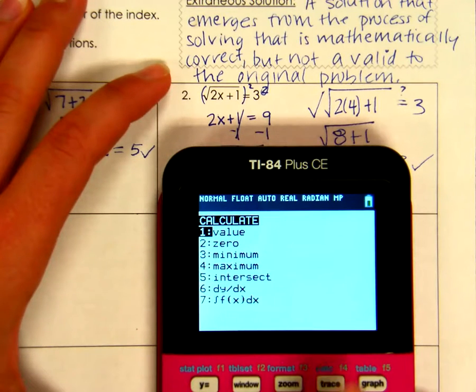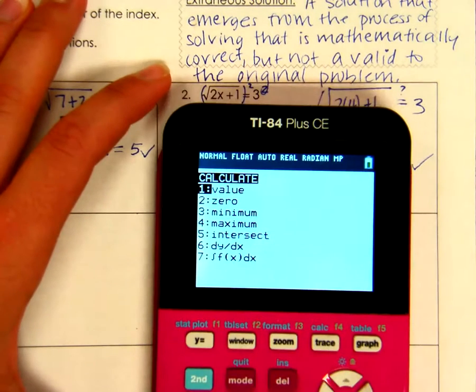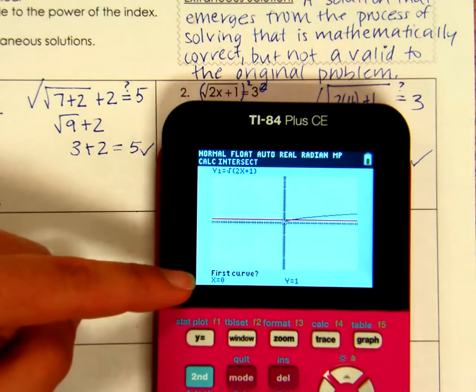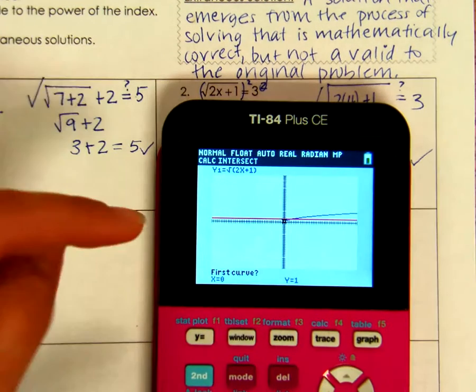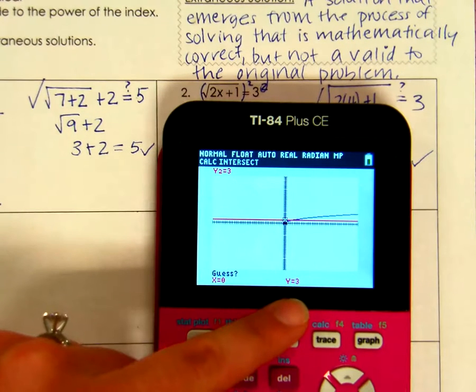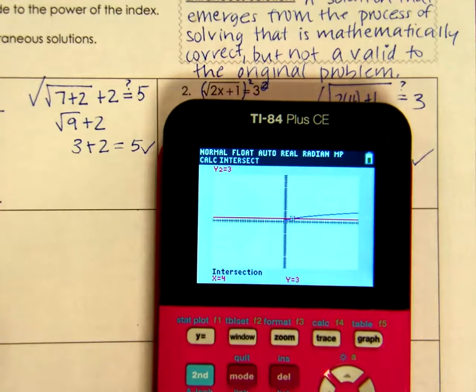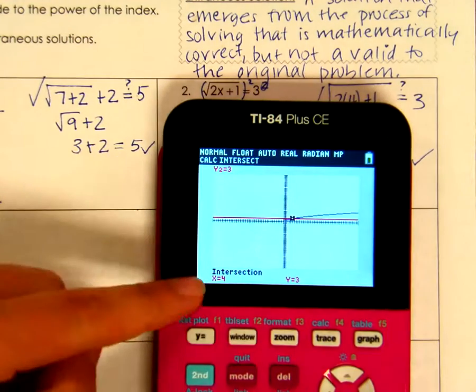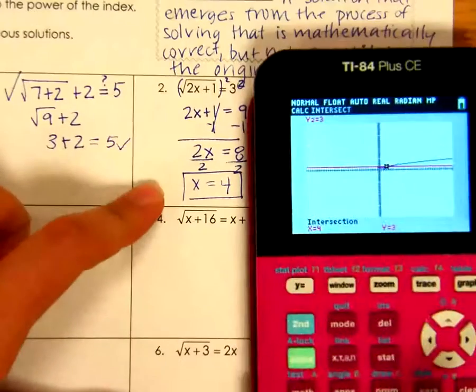Second trace or second calc. You hit 5 for intersect. It'll ask you for the first curve, and it's on the square root function. And then it'll go to the second curve, y equals 3. I want you to guess, so all I've done is press enter, enter, enter, and it'll tell me the intersection is 4, 3. So there's our solution, x equals 4.